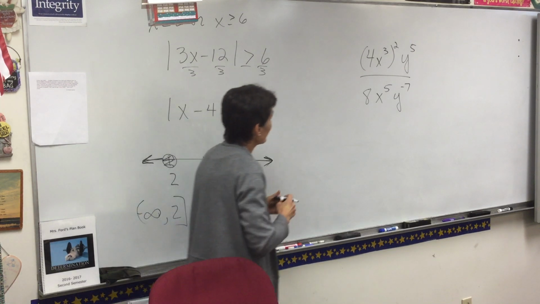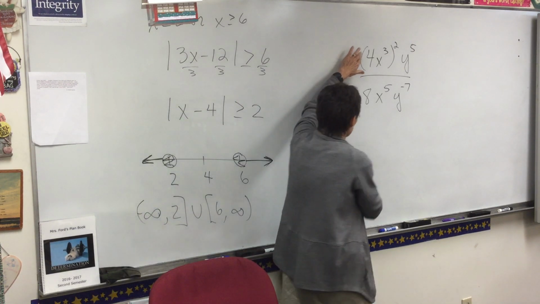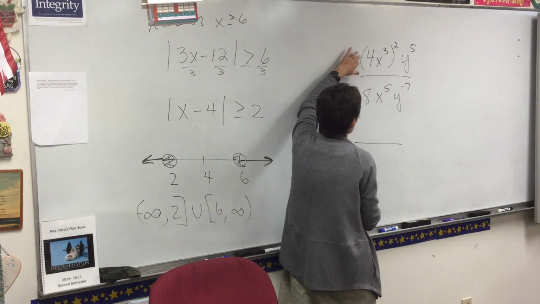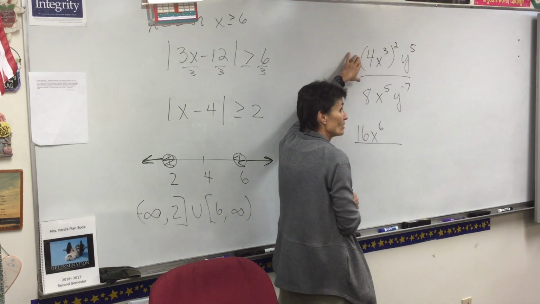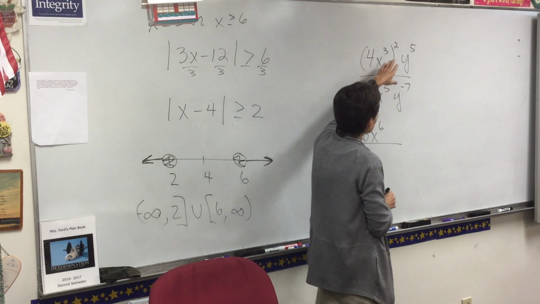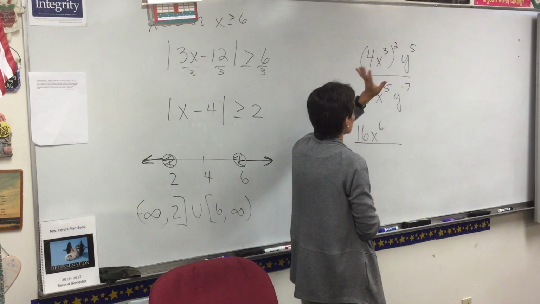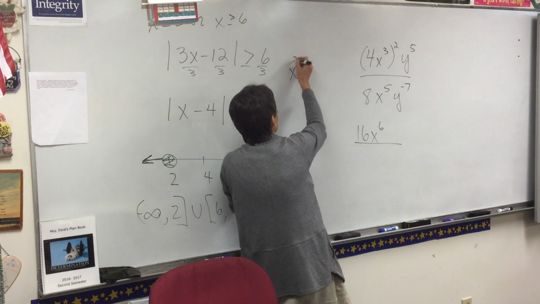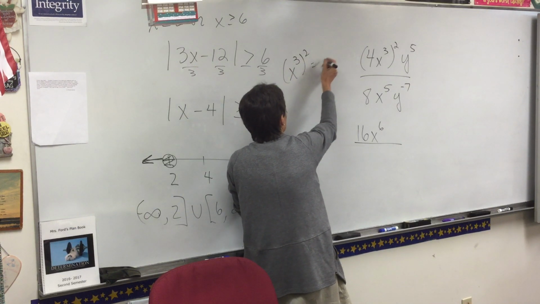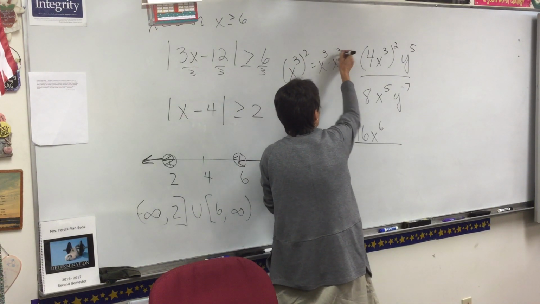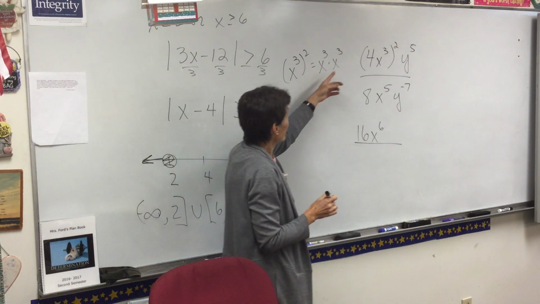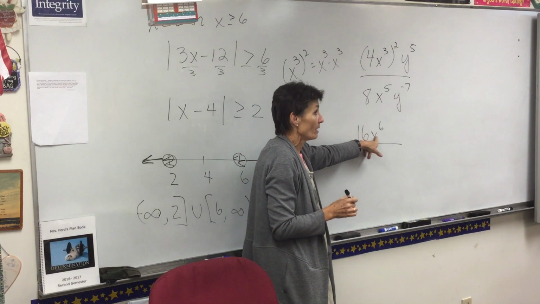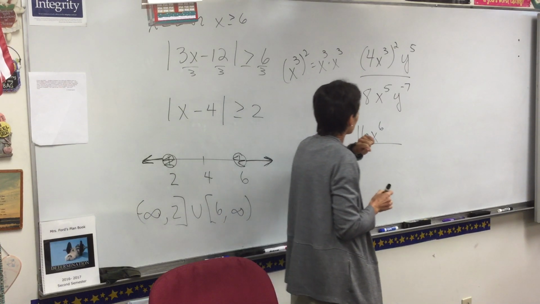So let's take care of some things first. How about this parentheses here? What happens to that? 16x to the 6th. Very good. Now, if you're a little concerned about how you get x to the 6th, stop and think. X cubed squared means x cubed times x cubed, doesn't it? That's what squaring means. So we have 3 x's and 3 x's. That's a total of 6 x's.